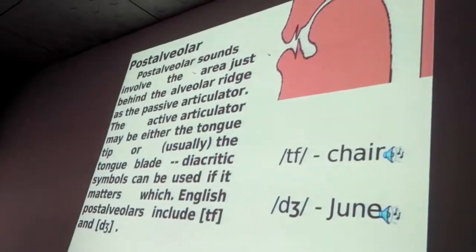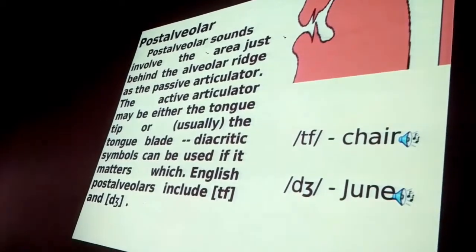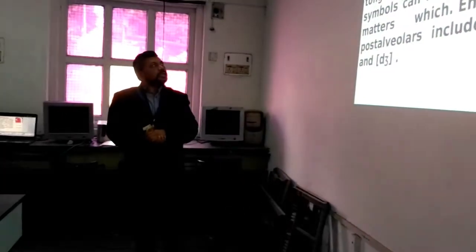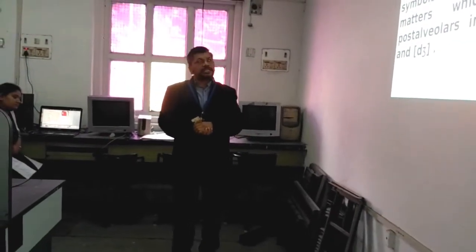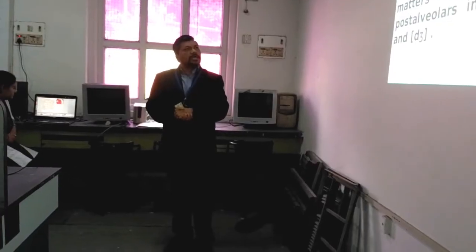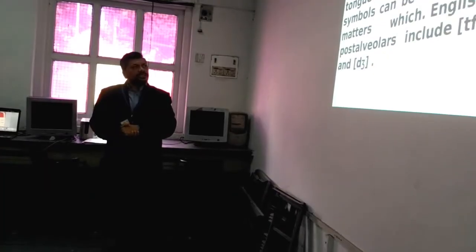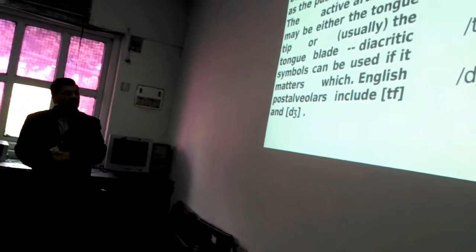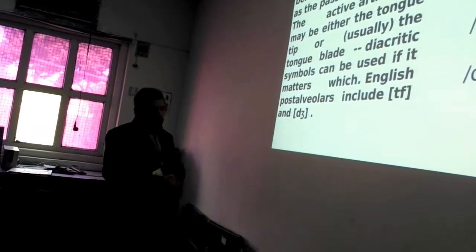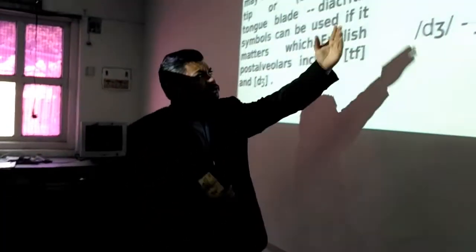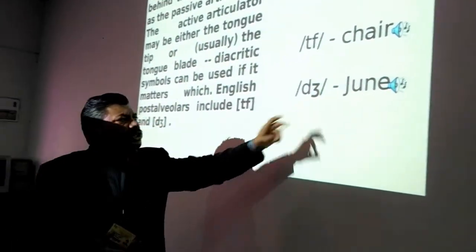Next, please. Next categorization is post-alveolar. Post-alveolar sounds involve the area just behind the alveolar ridge as the passive articulator, where the active articulator may be either the tongue tip or the tongue blade. Diacritic symbols can be used if it matters which. English post-alveolar sounds are ch and j, like ch in chair, ja in Jew.